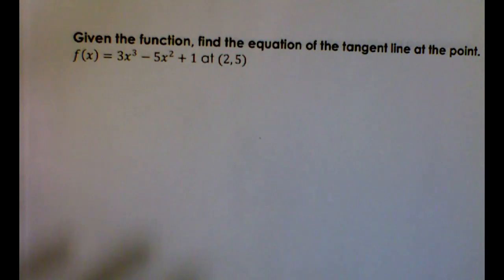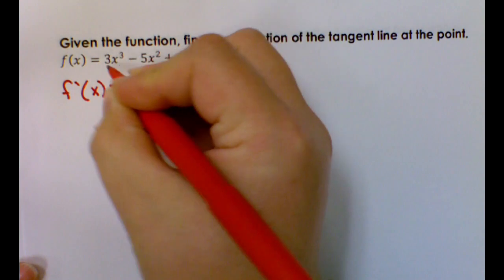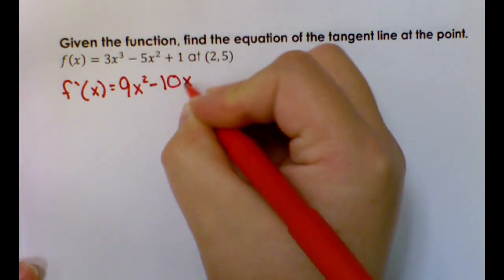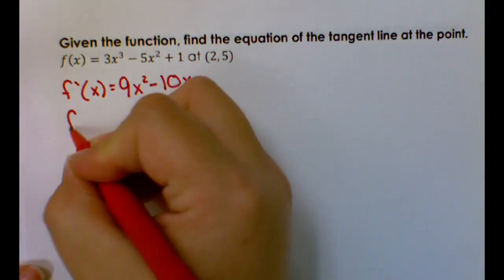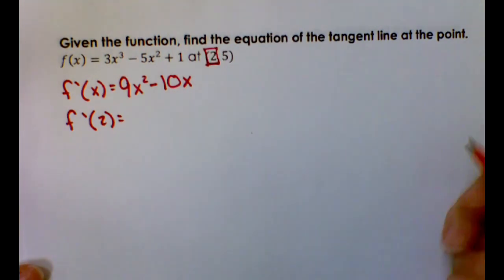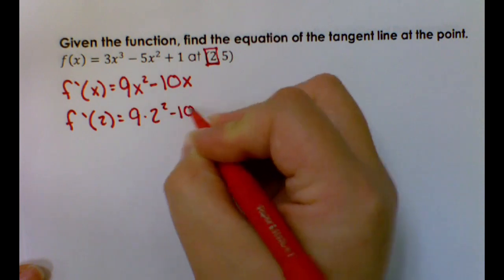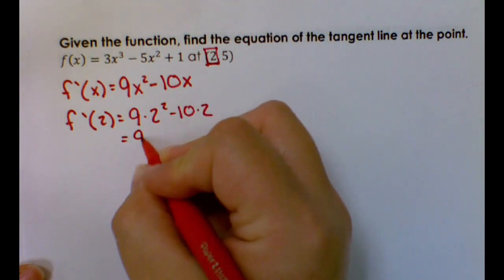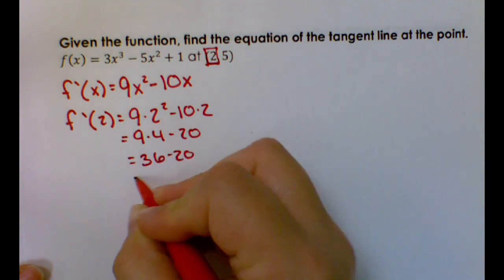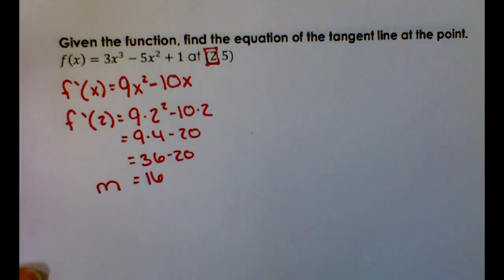To do this, we need the derivative to get the slope. So the derivative, using our rules, bring down the 3, we get 9x squared, minus bring down the 2, we get 10x plus 0. So I want f prime of 2. Notice our function only has a place for x, so I only plug in the x. So 9 times 2 squared minus 10 times 2, which is 9 times 4 minus 20, 36 minus 20, 16. That is my slope. The slope of my tangent line is 16.